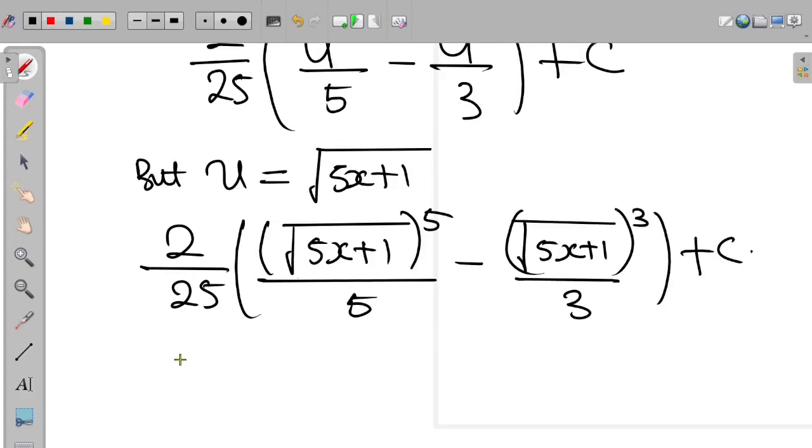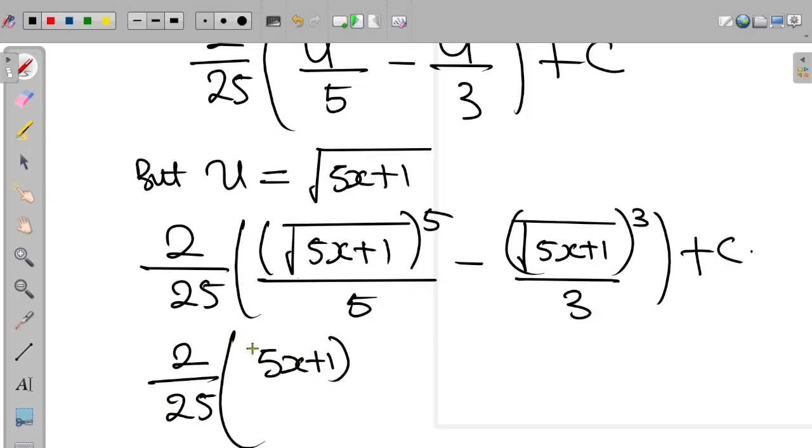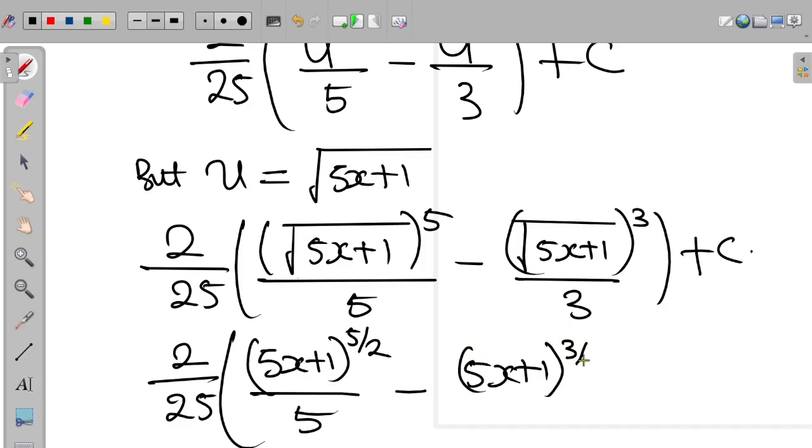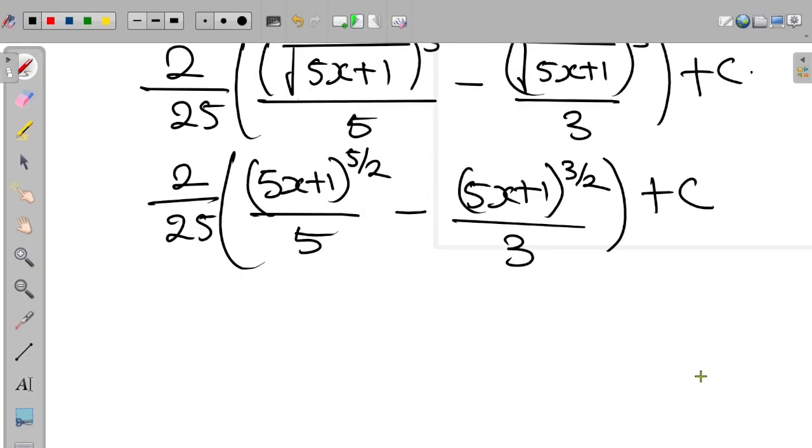So this becomes 2 divided by 25, open the bracket. We have 5x plus 1 all to the power of 5 divided by 2, all divided by 5, minus 5x plus 1 all to the power of 3 divided by 2, all divided by 3, plus our constant of integration, c. Now at this point, we will use 25 to multiply the denominator.